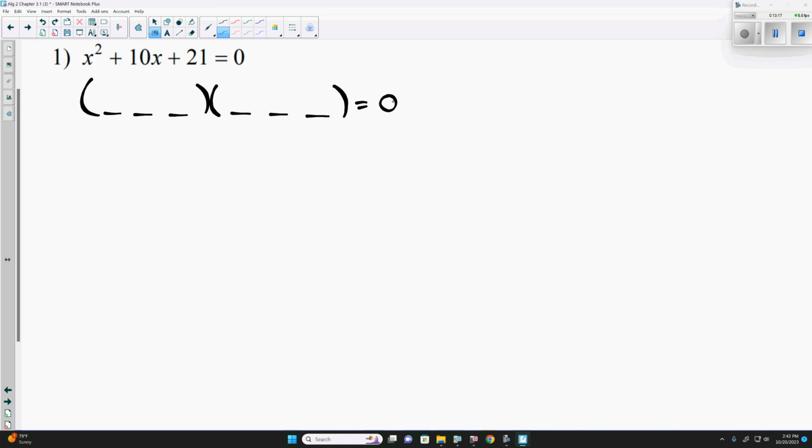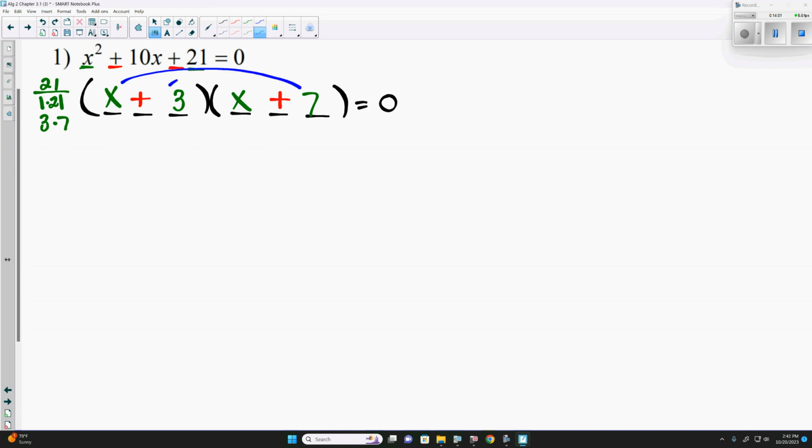Now, when we factor, the next thing we want to find is the signs. Since the third term is positive, the signs are the same and match the sign of the middle term. So plus and plus. Now we need to find the factors of the first and third term. x and x. Now we need to find the factors of 21, which would be 1 and 21. And that's it. Which one do we want to try first? We're trying to get to 10.